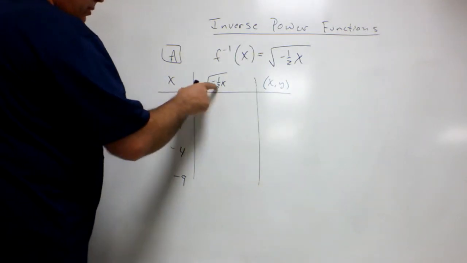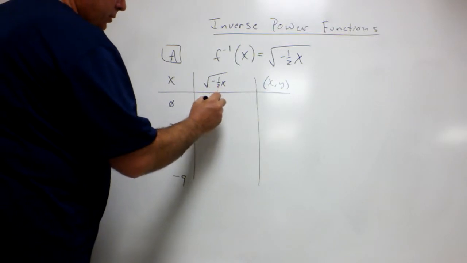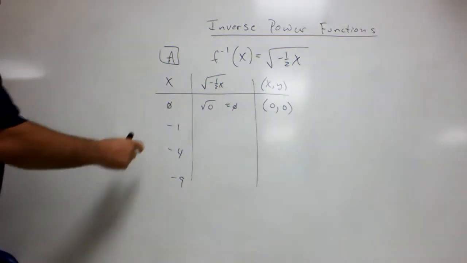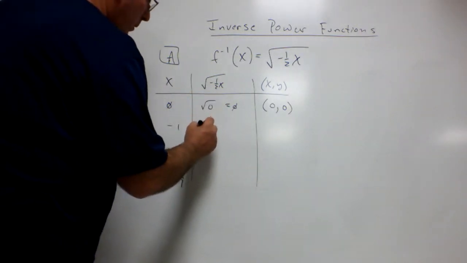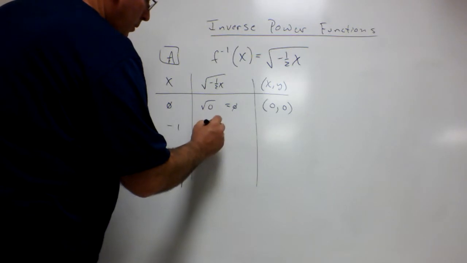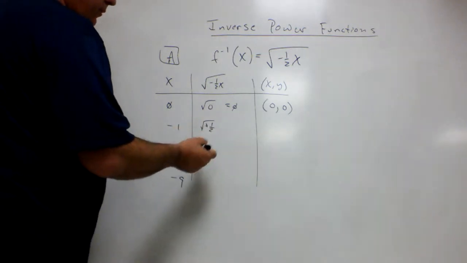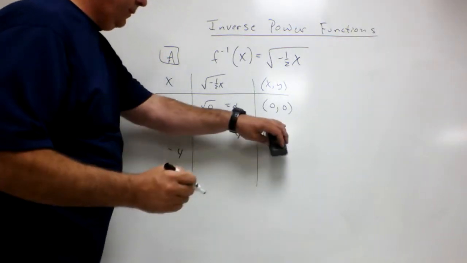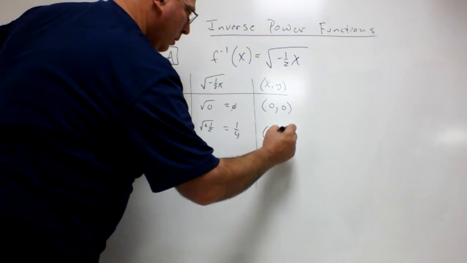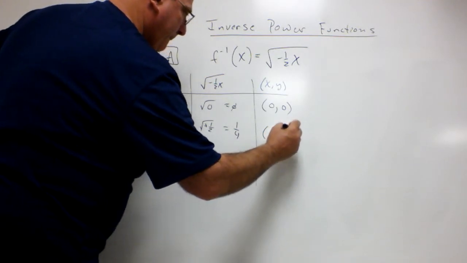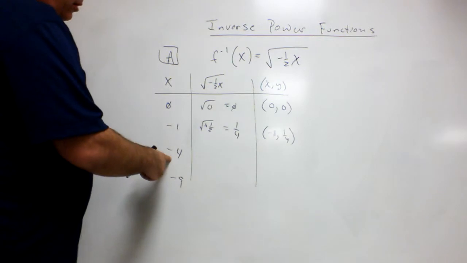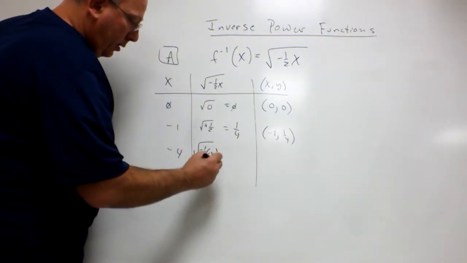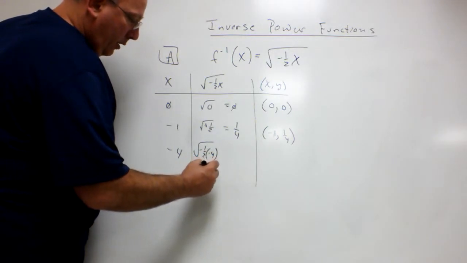So when we put in 0, we get the square root of 0 is 0. So that's again our starting point. If we put in -1, we get the square root of positive 1/2, which is 1/4. So we get -1, 1/4. If we put in -4, we get the square root of -1/2 times -4, which is going to be the square root of positive 2.